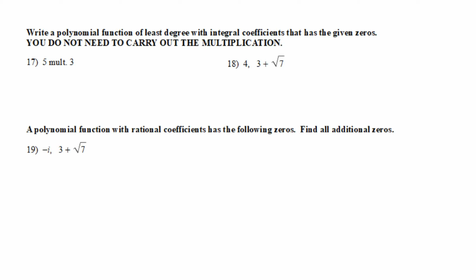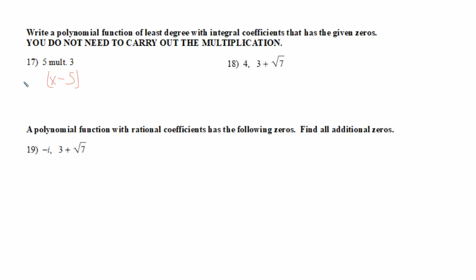We will do these next three as we continue through our Chapter 2 test review. Write a polynomial function of least degree with integral coefficients that has the given zeros. So what we do here is we want these to be the zeros. Well, we learned if something has a zero, then a factor has to be in the form x minus that number.